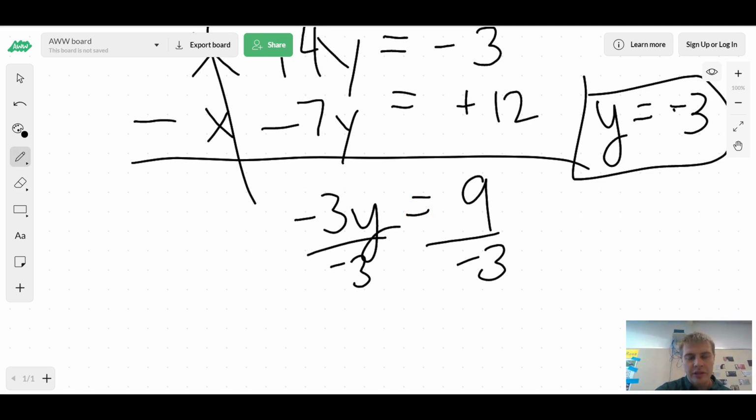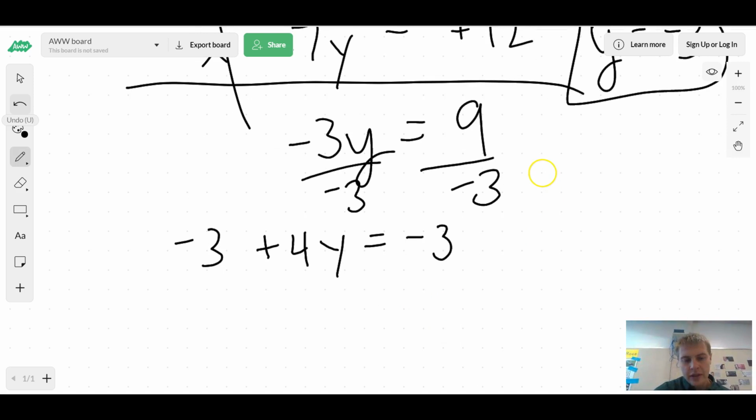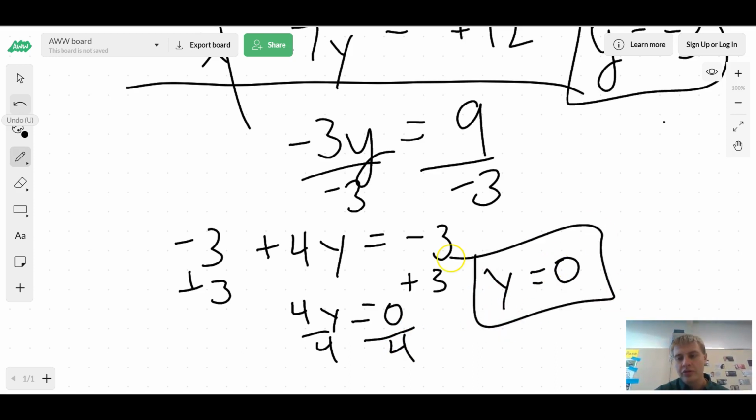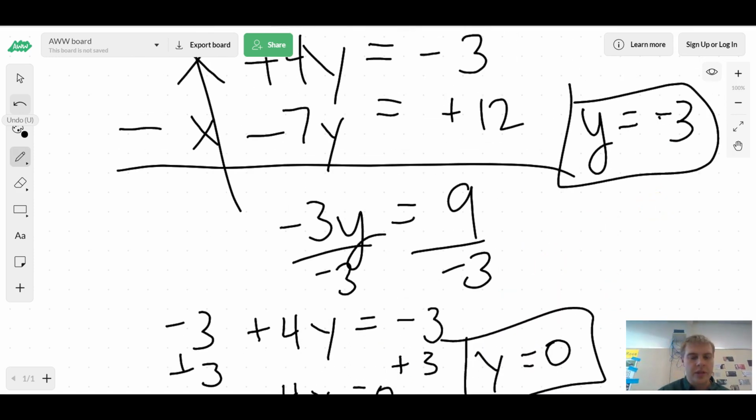I'm probably going to plug it into my top equation, so negative 3 plus 4y is equal to negative 3. I would then add 3 to both sides, which would give me 0. When you divide by 4, you just get y is 0. So those would be my two answers. Y would be 0, and x would be negative 3. Let's try the next problem.